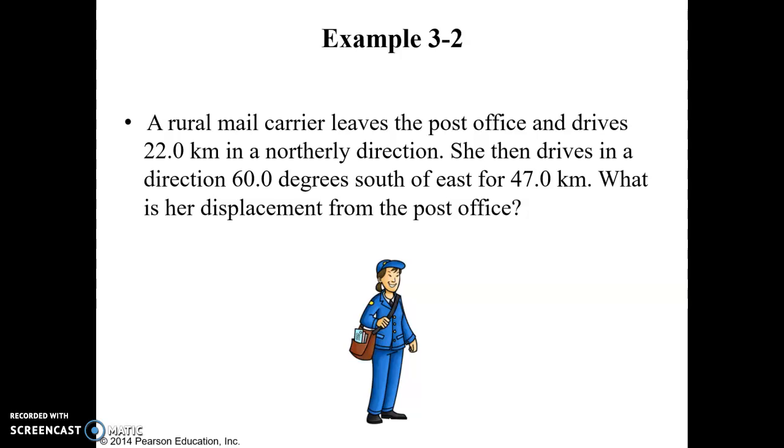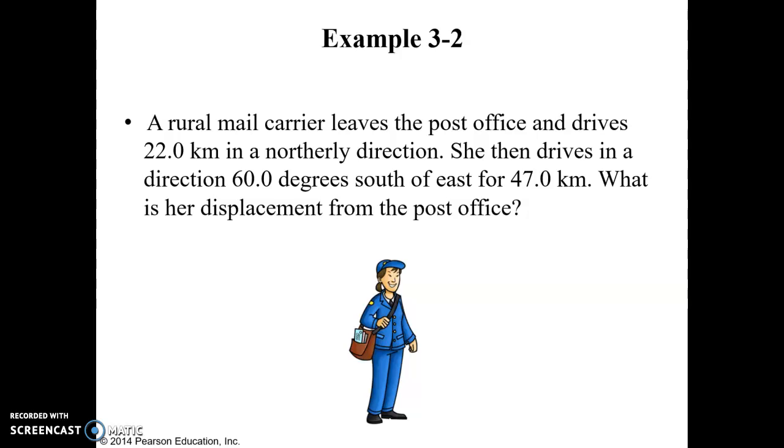Okay, so at the end of the last video, we talked about how to add vectors using the method of components, and we're going to start this video off with an example showing just how to do that. So we have a mail carrier that's going to leave the post office and drive 22 kilometers in a northerly direction, straight up. Then go in a direction that is 60 degrees south of east for 47 kilometers. What is her displacement from the post office?